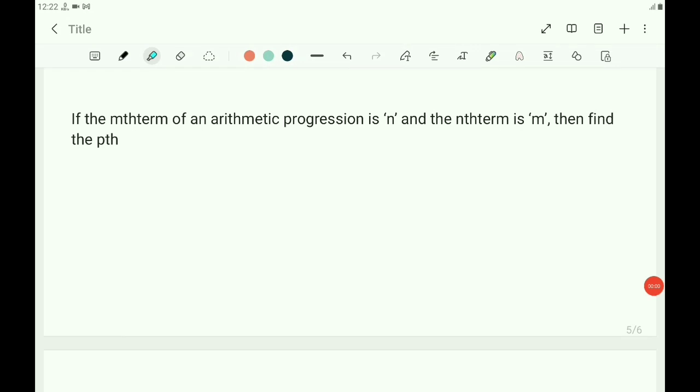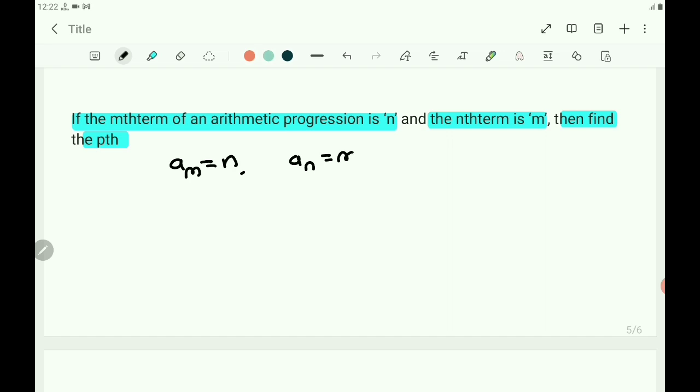Let us prove this. Prove that if the mth term of an arithmetic progression is n and the nth term is m, then find the pth term. Am is given, that is the mth term, which is n, and the nth term is given, that is m, and the question mark is for the pth term. AP is equal to question mark. Here observe m and n are interchanged. In this case the answer is AP is equal to m plus n minus p.